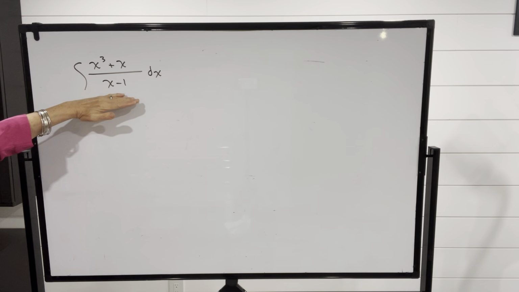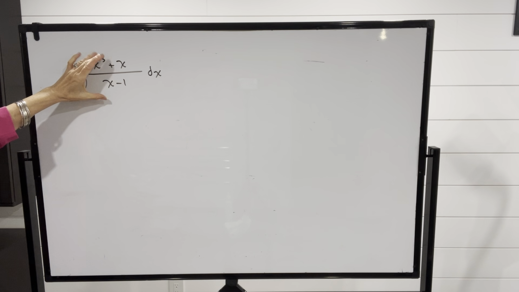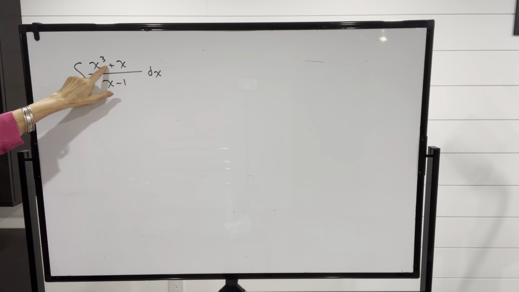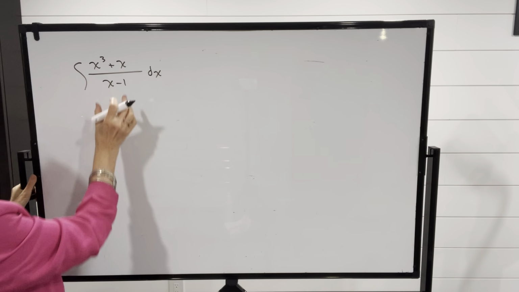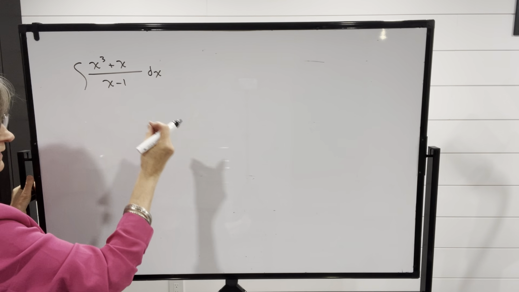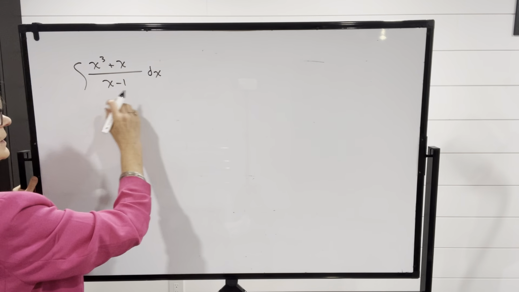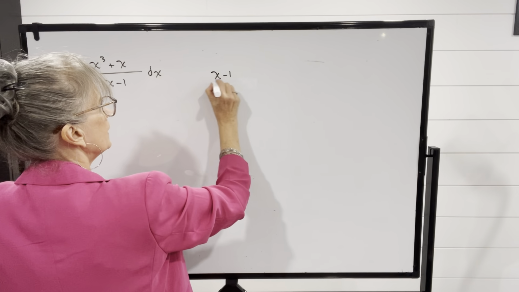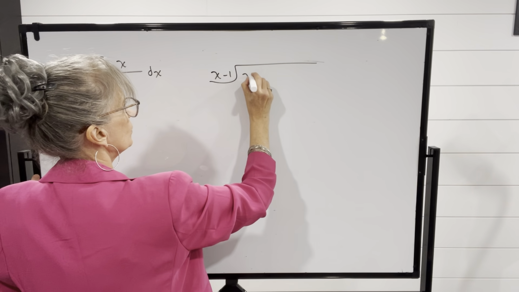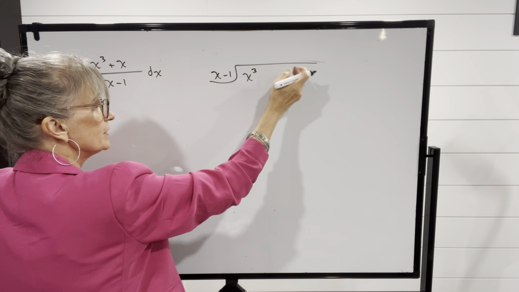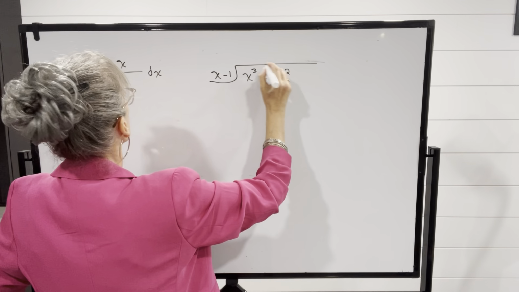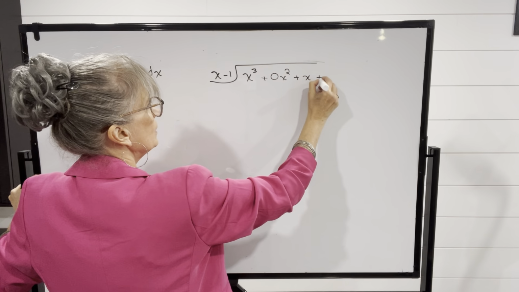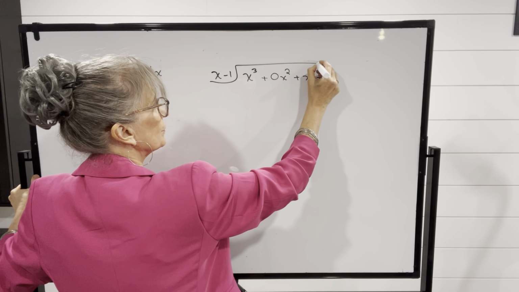So this is the example I was referring to. We have a rational function where the degree of the numerator is higher than the degree of the denominator. So what we need to do here is do a division. We need to divide this into this and break it into separate terms that we can integrate. So we're going to divide x minus 1 into x cubed. We're going to go in descending order. There's no x squared term, so I put 0x squared. Plus x. There's no constant term, so I'm going to put a 0.